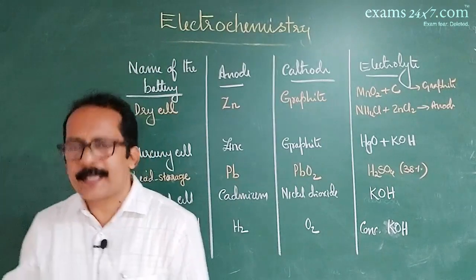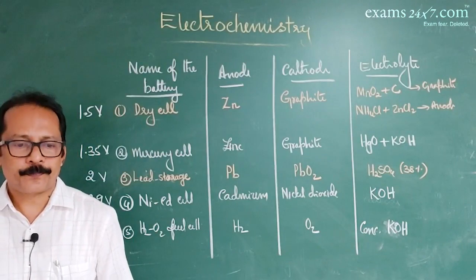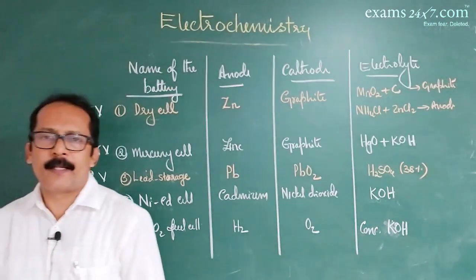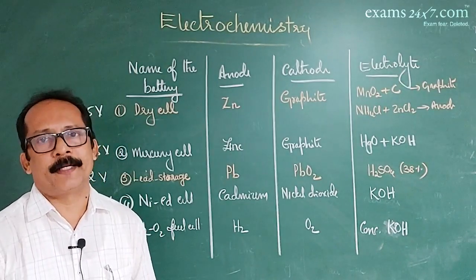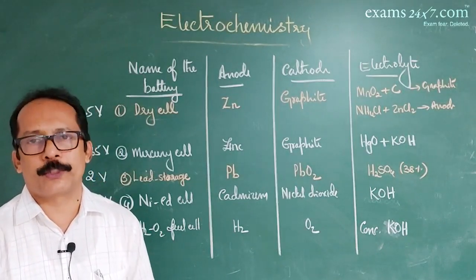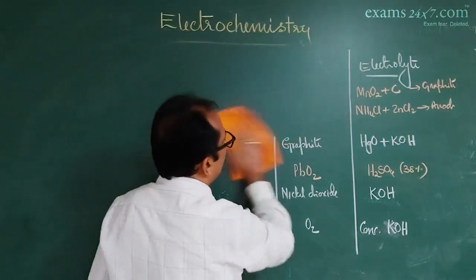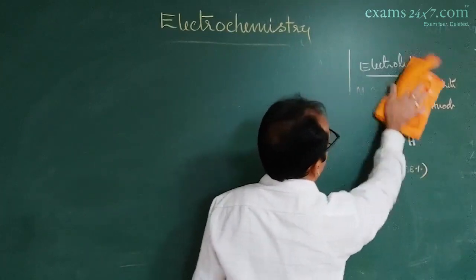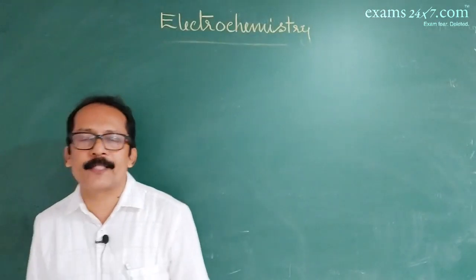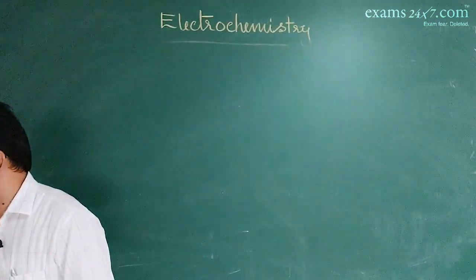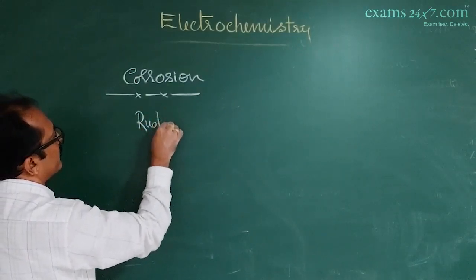Now, the last part is about corrosion. So what is called corrosion? Deterioration of metal due to the attack of constituents of environment. That process is called corrosion. Now, simple examples for corrosion: rusting of iron, tailing of mercury, a green coating on the surface of copper. So these are examples for corrosion. First, about rusting of iron.